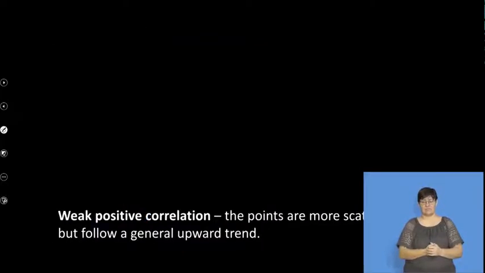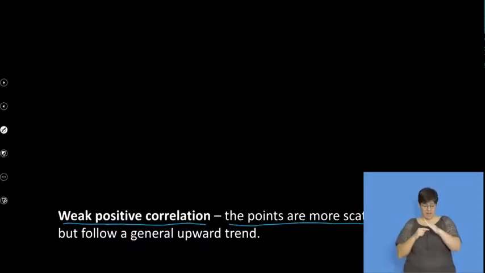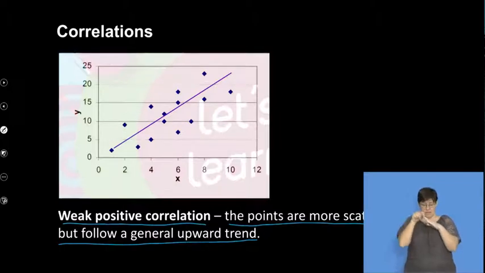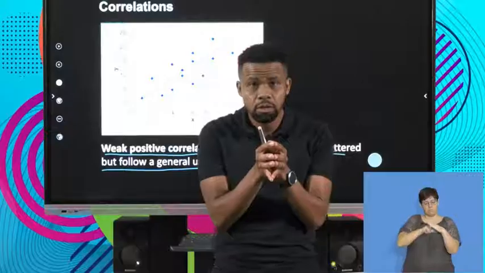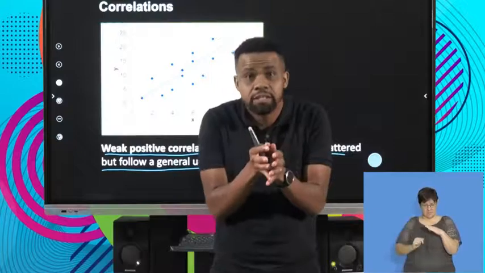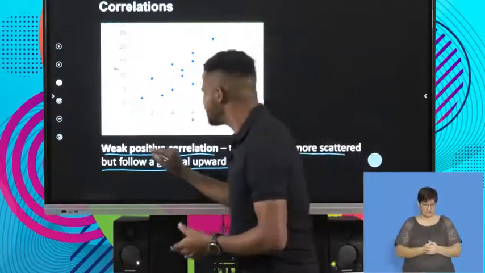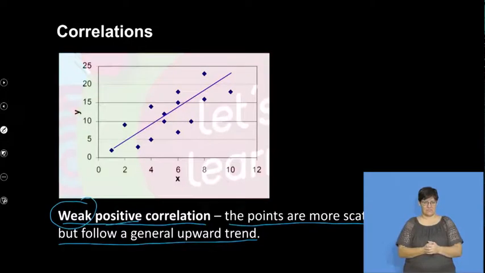So let's look at a weak positive correlation. The points are more scattered but follow a general upwards trend. So let's look at that. So there it is. Yes, the points are not as close to the line compared to the first one, but they're roughly scattered around the line. So we said this is a weak positive correlation. What does a weak positive correlation mean? Can you think of something?